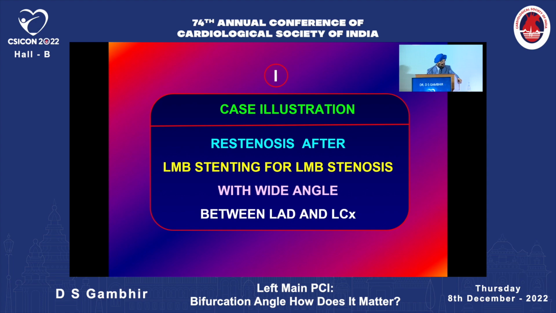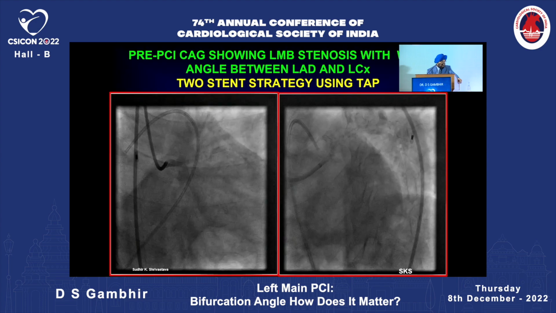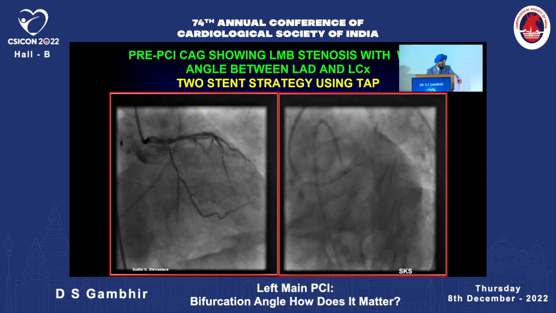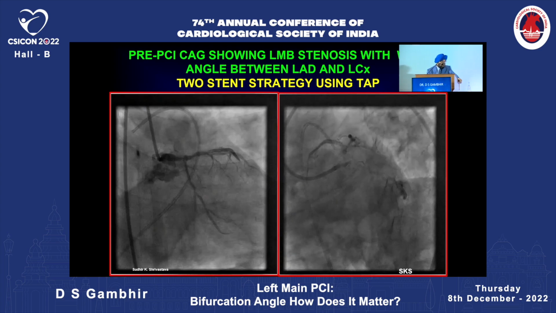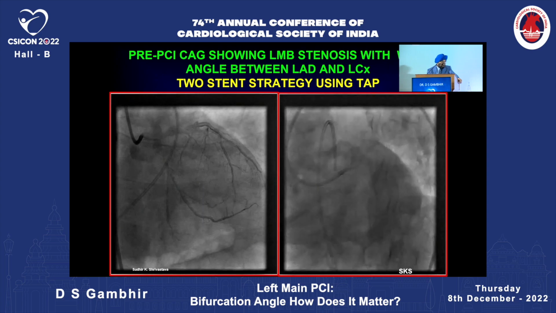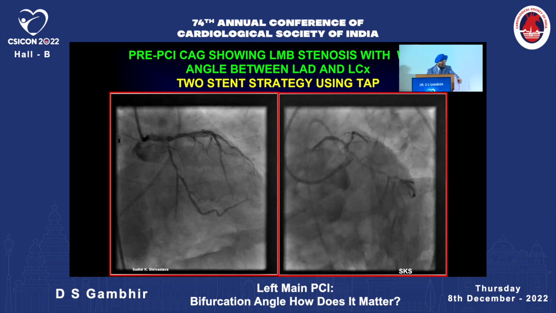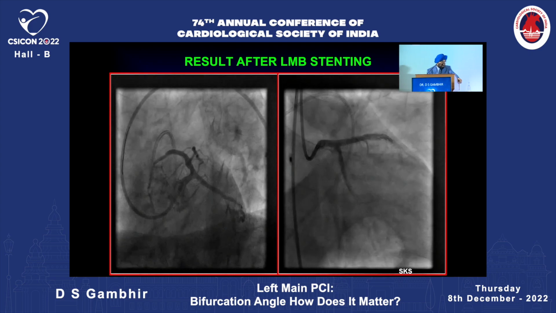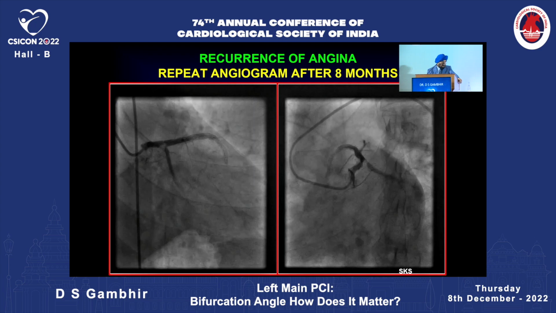So let me show you 2 cases out of my 700 odd cases of left main bifurcation. I'll just take 30 seconds. Now, this is just an anecdotal case. Do not draw any conclusion. Here is a patient who had a very highly calcified left main bifurcation stenosis, and you can see a very wide angle between the LAD and LCX. This patient underwent a very successful stenting using a TAP technique.